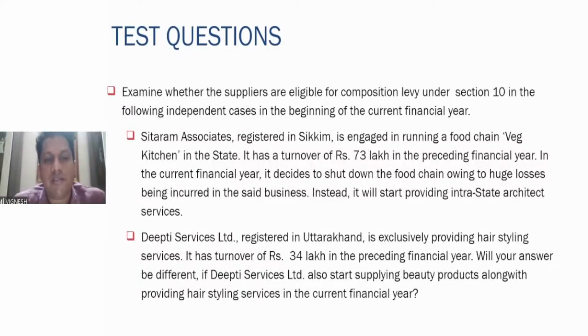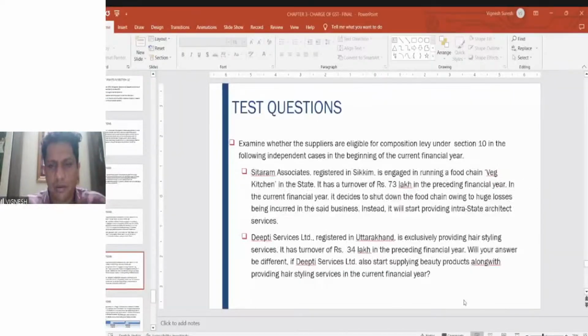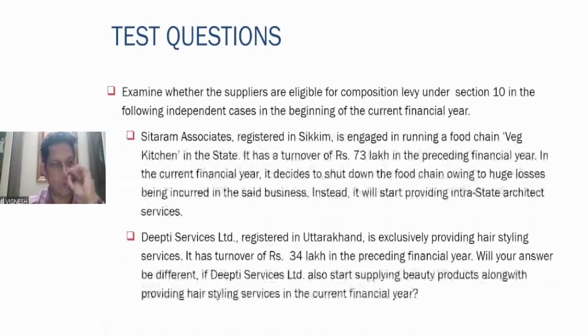Then Deepti Services, registered in Uttarakhand, exclusively provides hairstyling service, with a turnover of 34 lakhs. Will your answer be different if Deepti Services also starts supplying beauty products along with hairstyling services in the current financial year? You can very much supply the products as well. There is no problem. Fine. So in the preceding financial year it is 34 lakhs. Since it is less than 50 lakhs, she can start it. And supplying of beauty products also is covered. There is no problem. Along with that, supply of beauty products also can come under the composition scheme.